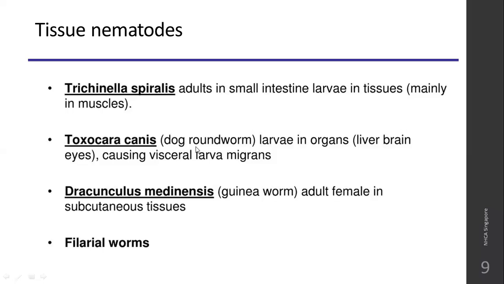Then filariasis, filarial worms like Wuchereria bancrofti, Brugia malayi, through mosquito bites. Mosquitoes are the vectors for this filariasis. It causes lymphangitis, lymphadenitis, elephantiasis, pulmonary eosinophilia.